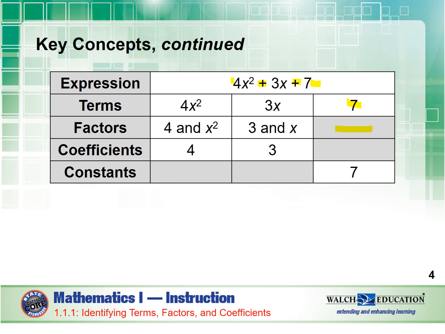Coefficients are your big numbers. So we've got a big number here, and that is a number that's attached to a variable. We've got a big number 4 and a big number 3. And then constants are your numbers that do not have variables. So our number 7 is the only one that's a constant.